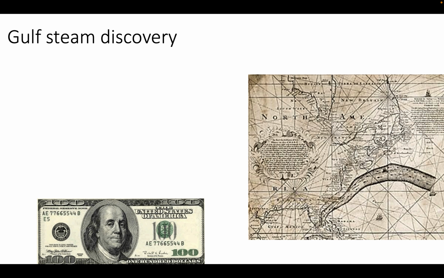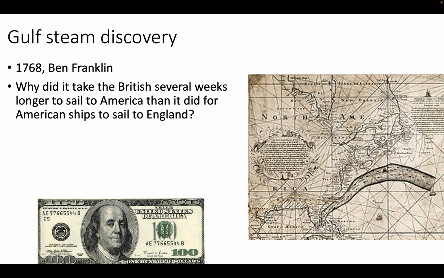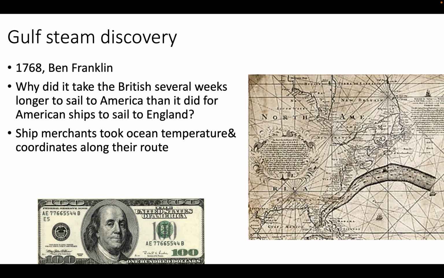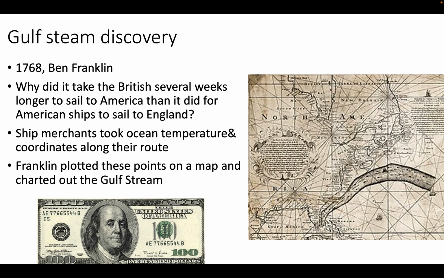This Gulf Stream was discovered by none other than Benny Franks in 1768. The U.S. Post Office was wondering, why does it take us so much longer to sail from Britain to the U.S. than it does to sail from the U.S. to Britain? It's the Gulf Stream. They didn't know it at the time, but Ben Franklin asked a bunch of merchant ships to take data, temperature of the water and their coordinates, so that way he could map changes in temperature in the ocean, and that's how he discovered the Gulf Stream. So that's pretty neat that he figured that out, 300-something years ago. I don't think I could do that today. So my hat goes off to you, Ben Franklin.